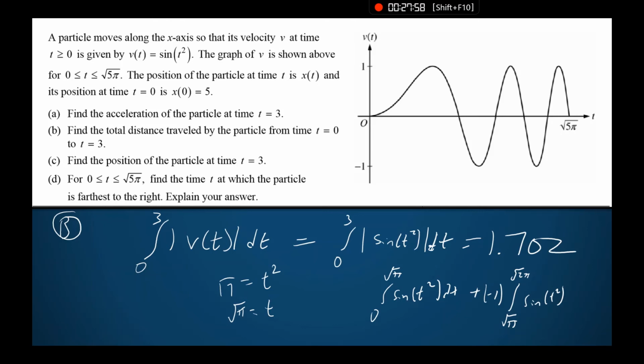Pi is roughly 3.2-ish. So 2 times 3.2 is like 6. The square root of 6 is not quite the square root of 9 yet, which would be 3. So that means I would still have to add another integral from root 2 pi to 3 of the sine of t squared. But I took the part that was negative and multiplied that by negative 1 to make it positive. And if I did that, I would still get 1.702.